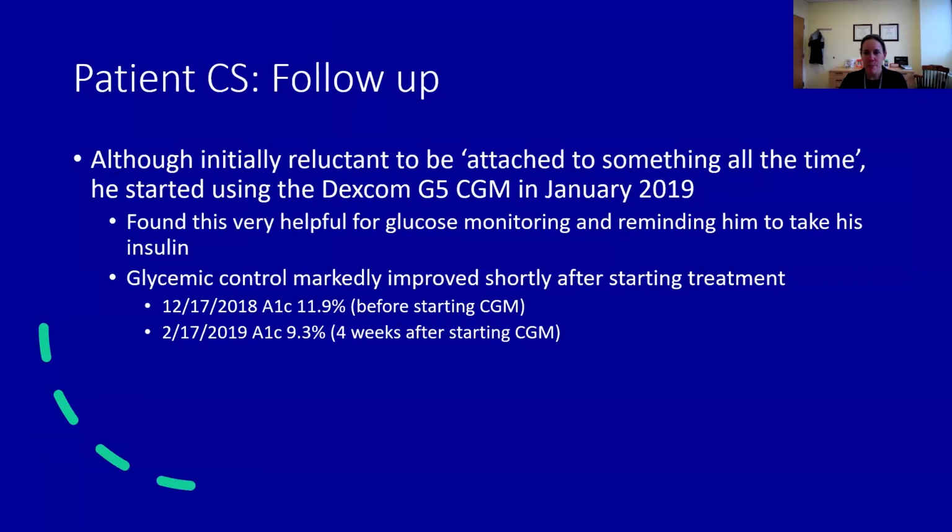All right, back to our patient. So although at first he was very reluctant to be attached to something all the time, eventually I wore him down and he started using the Dexcom G5. And he found it actually very helpful. It just kind of reminded him to take his insulin, and it took away needing to do all the finger stick checks, although this one did require calibration. And so just 4 weeks after starting CGM, his A1C already improved from close to 12 to 9.3%.